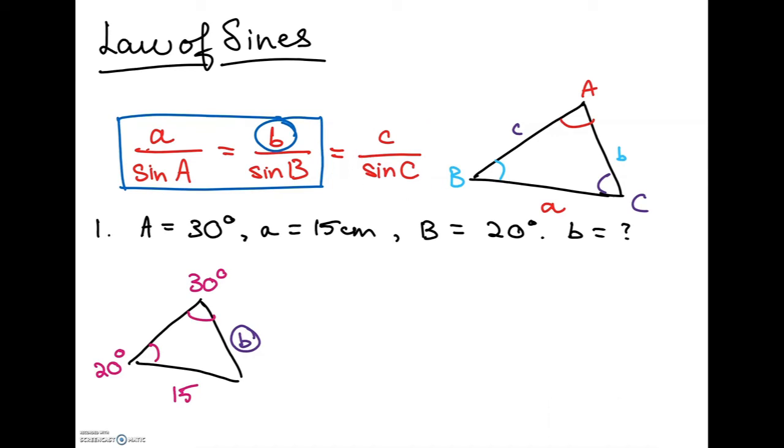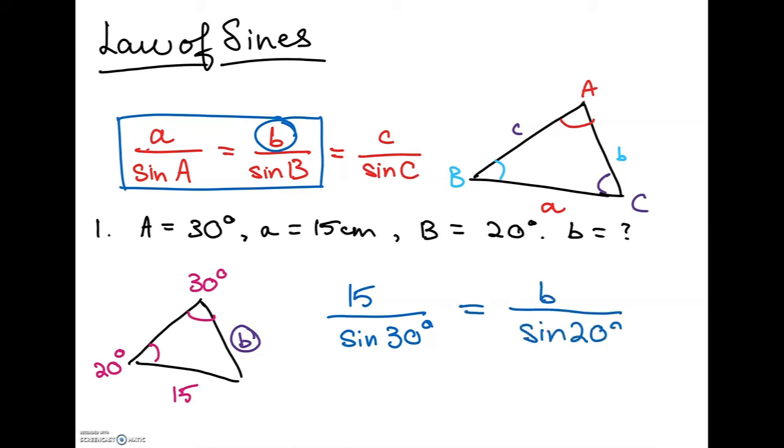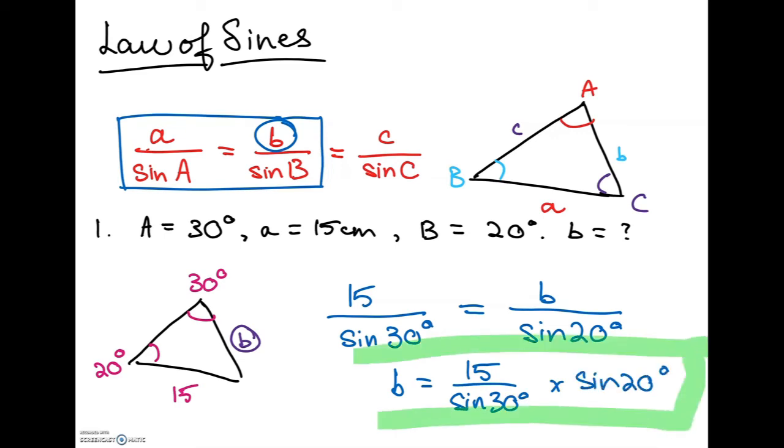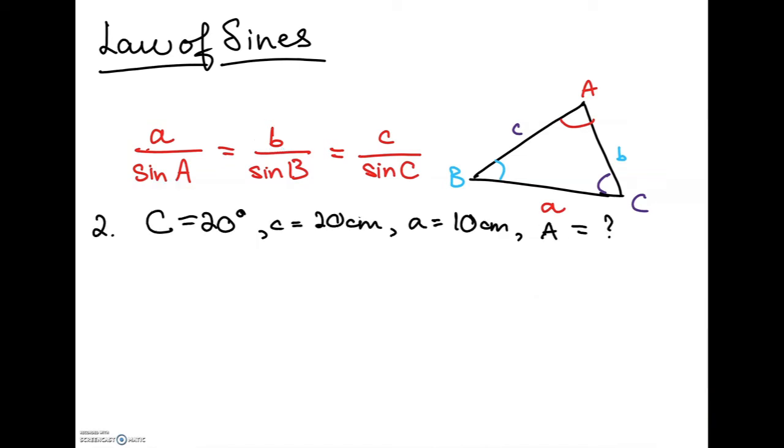Now let's substitute our values. Lowercase a is 15, over sine of 30 degrees because capital A is 30, and this equals lowercase b over sine of capital B, which is just 20 degrees. So that means b is equal to 15 over sine 30 degrees times sine of 20 degrees. If you put these terms in the calculator and multiply them, you'll be able to find your value for b, and that will be your final answer. So this is our final question.